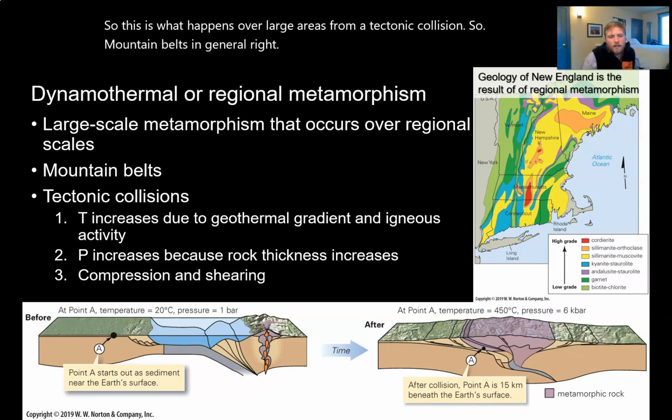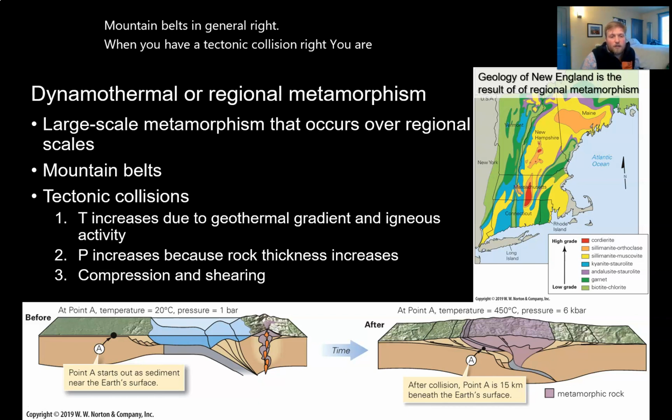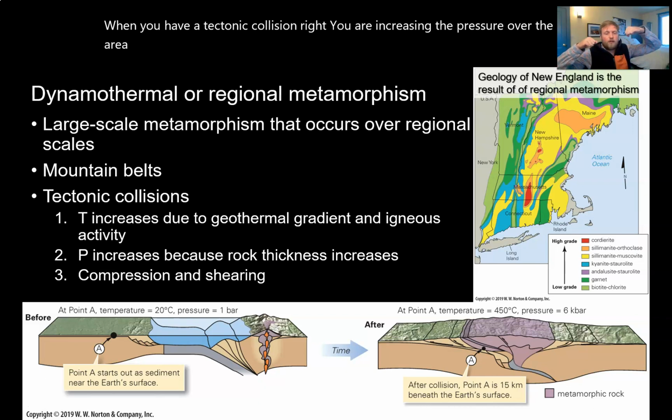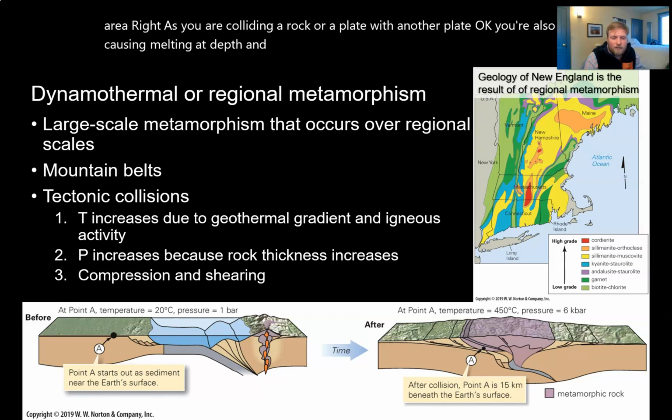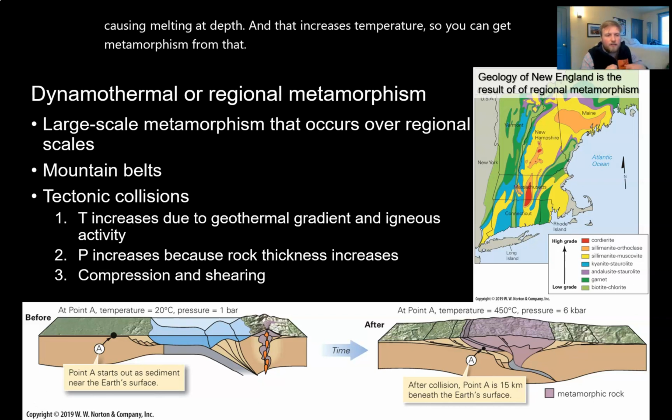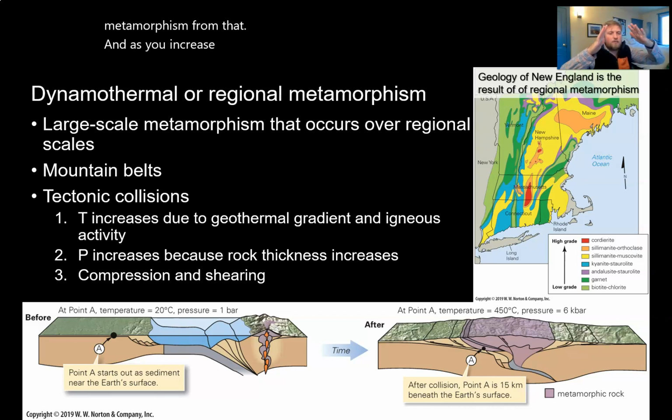When you have a tectonic collision, right, you are increasing the pressure over the area, right, as you are colliding a rock or a plate with another plate, okay? You're also causing melting at depth, and that increases temperature, so you can get metamorphism from that. And as you increase the accumulation of a mountain belt, right, the taller it gets, the more mass it has.